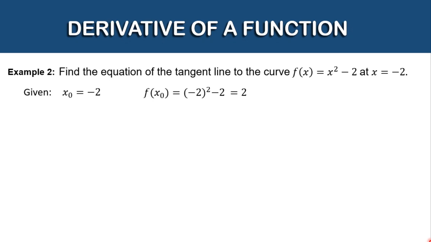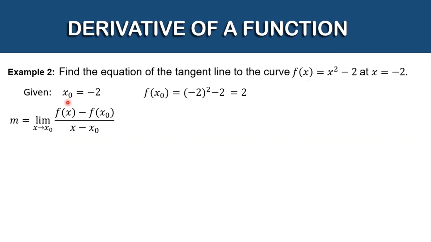So, magkakaroon lang tayo ng konting pagbabago dun sa mga symbols sa ating formula. But still, the same pa rin naman yung kanyang computation. So, kanina in our first example, we used y minus y sub 0. But here, we're going to use f of x minus f of x sub 0 all over x minus x sub 0 as x approaches x sub 0.